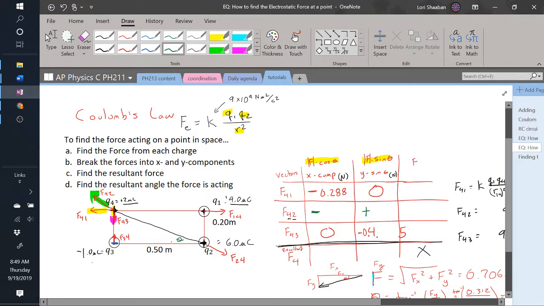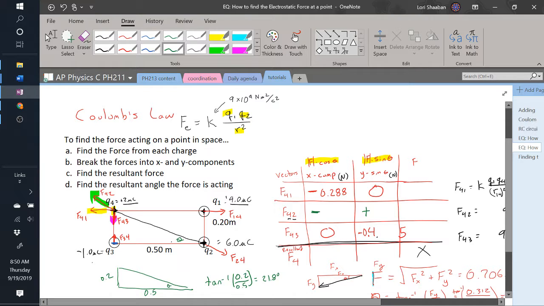I'll just draw a triangle similar to it here, this triangle, 0.5 meters and 0.2 meters. That's going to have the exact same angle, so I can use the inverse tangent of the opposite over adjacent to get an angle of 21.8 degrees.